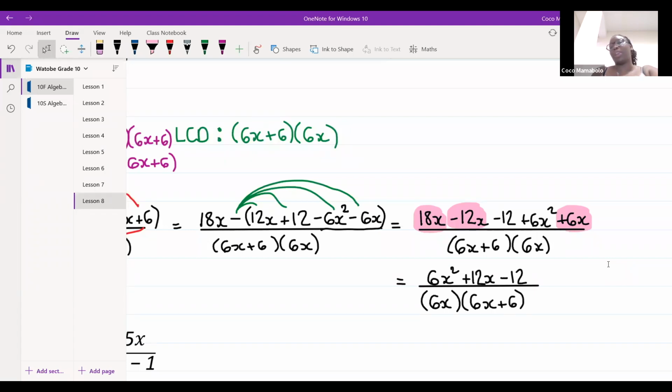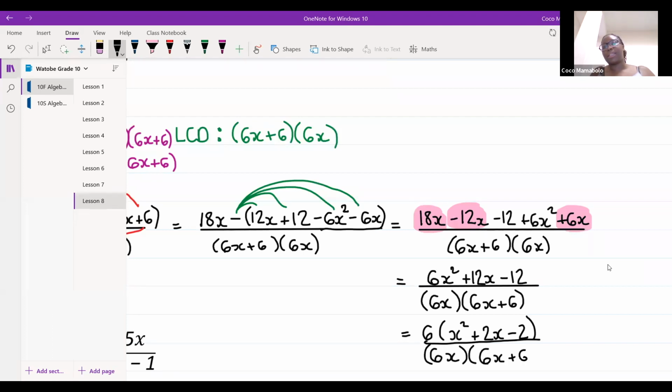Teacher Nelisa, please just make sure I didn't make a mistake. I haven't made a mistake, have I? No, but I think we can take out 6 on the numerator? Yes, we can. We can take out a highest common factor. So at the top, we can take out a 6, and we will have x squared plus 2x minus 2 left at the top. And at the bottom, because these two things are being multiplied together, 6x multiplied by 6x plus 6.